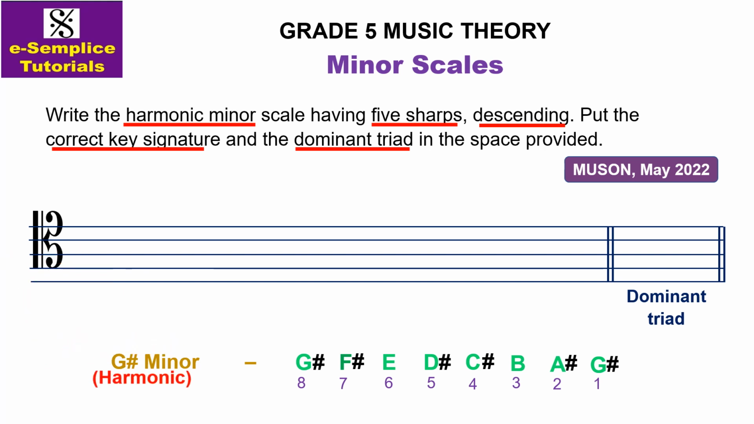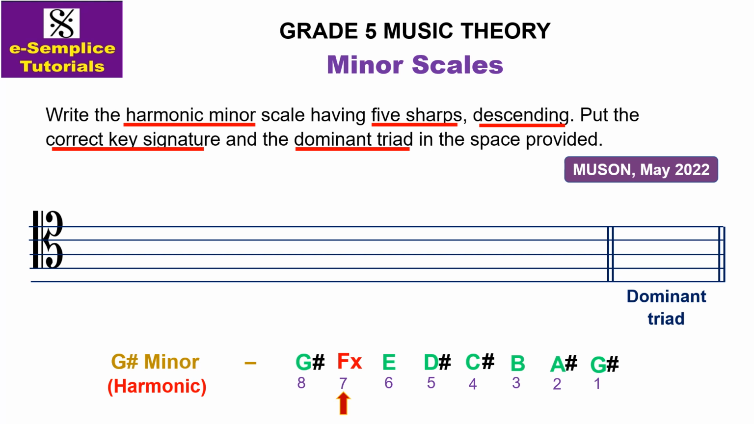From the question above, we are supposed to write the harmonic minor scale. And what makes a scale harmonic is that you raise the 7th degree. If you raise that 7th degree, you are going to have F double sharp.